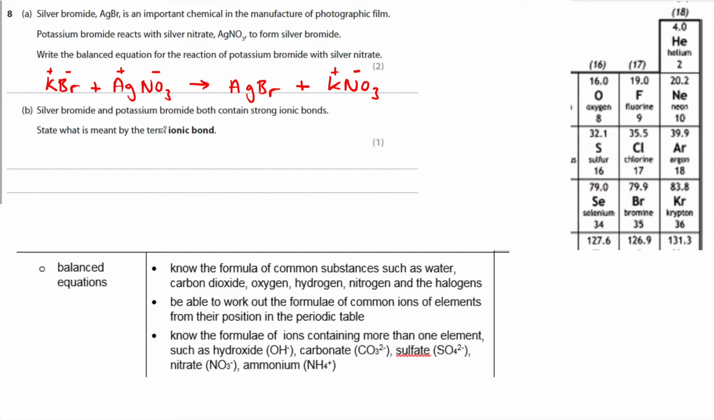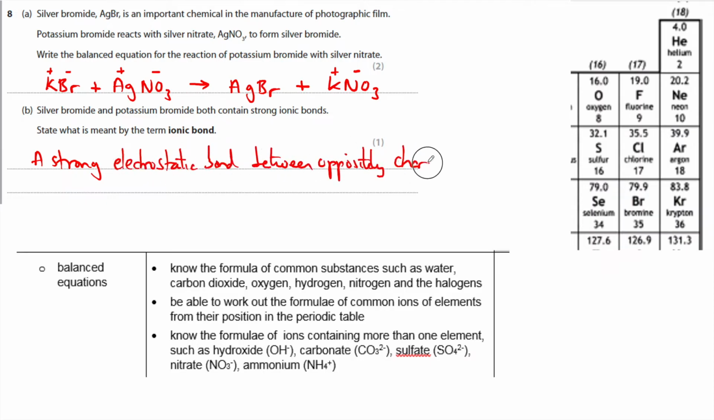State what is meant by the term ionic bond. Remember, all bonds are strong electrostatic attractions, but between what? Well, it's between positive and negative ions, or to shorten it, between oppositely charged ions. A strong electrostatic attraction between oppositely charged ions.